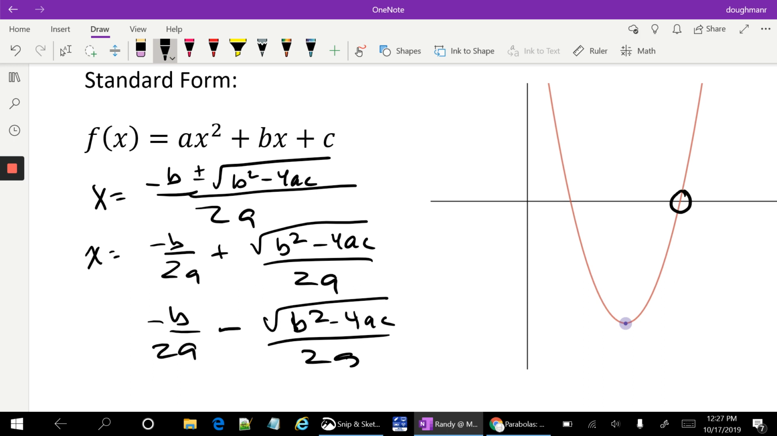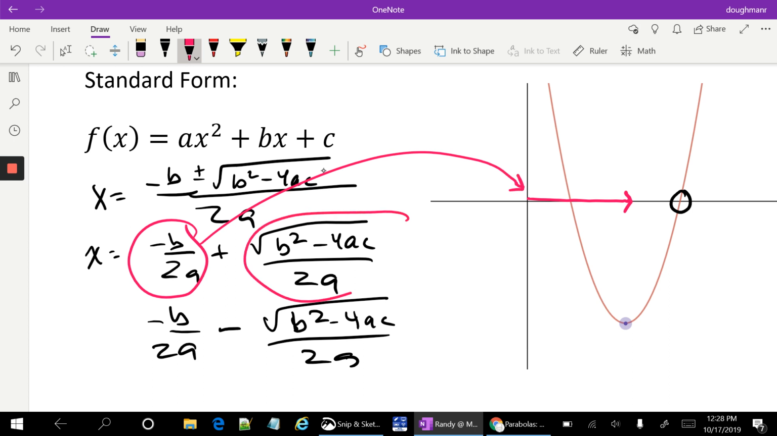So let's look at this point right here. That's the 0. It looks to me like we go some distance, negative b over 2a, and in my example, either b or a had to be negative. So it looks to me like you measure over so far, right? And that distance is negative b over 2a, or the opposite of b over 2a. But we got to go a little bit further, right? So that distance right there must be, if I calculate that, whatever the square root of b squared minus 4ac over 2a is. Okay, you got it? So far, so good.